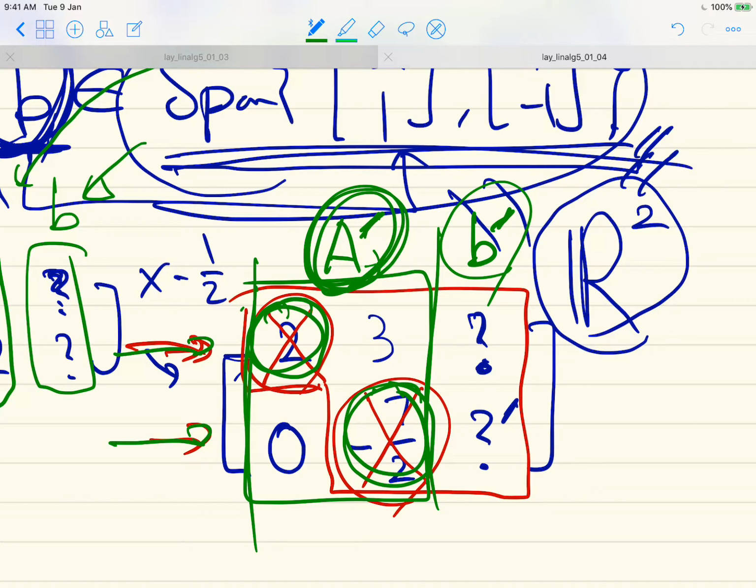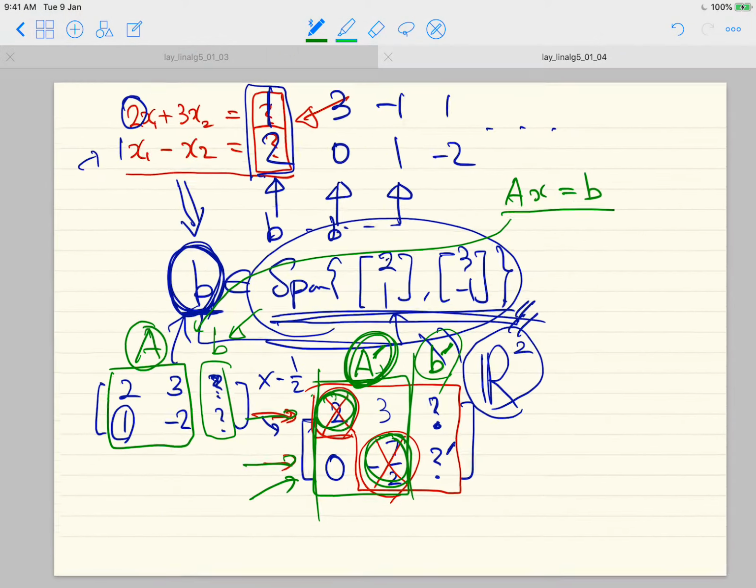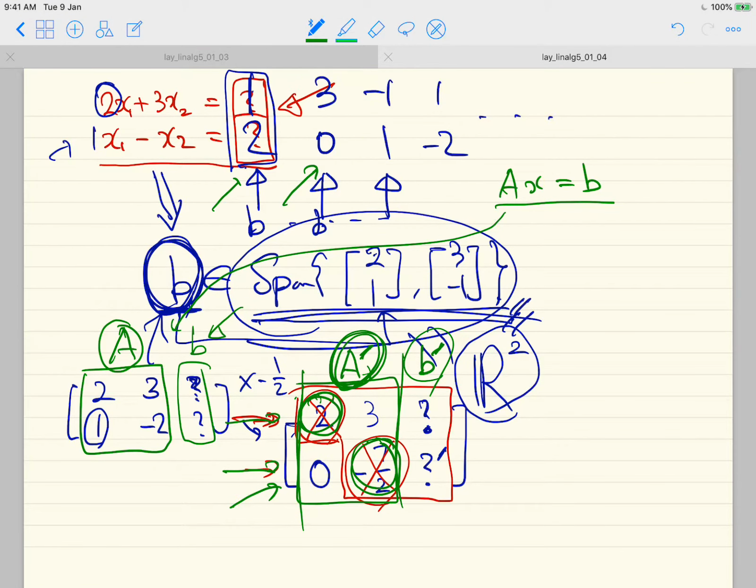Okay, so if we can obtain this echelon form that satisfies this kind of condition, that every row has a pivot within this A prime part, okay? So this is when we can guarantee that our linear system always has a solution regardless of any vector B, okay?